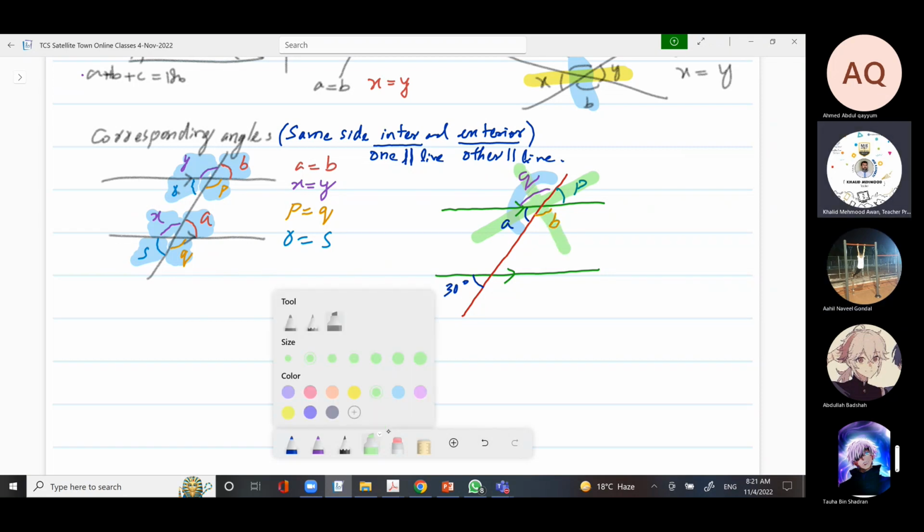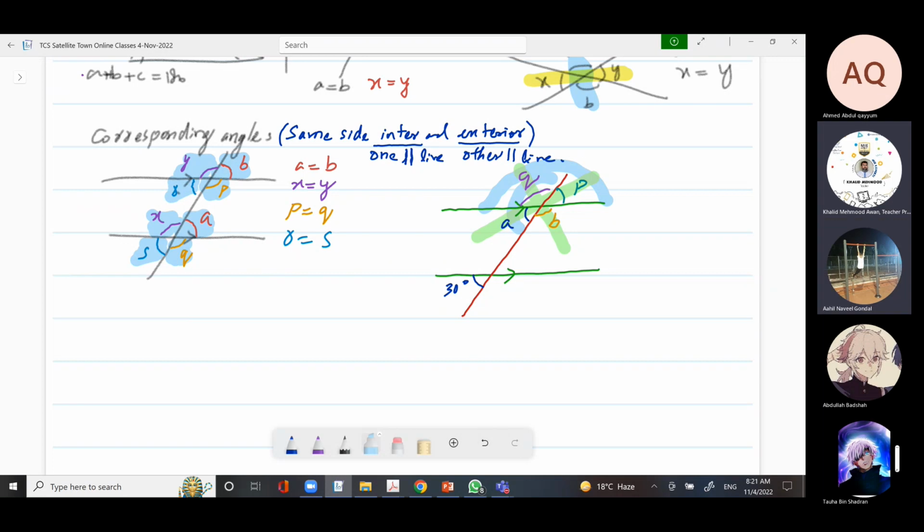And if we look at the others, we can see that a straight line is forming here. So it means Q and P are supplementary. Yes, sir. And A and B are also supplementary angles. So there are many supplementary angles.